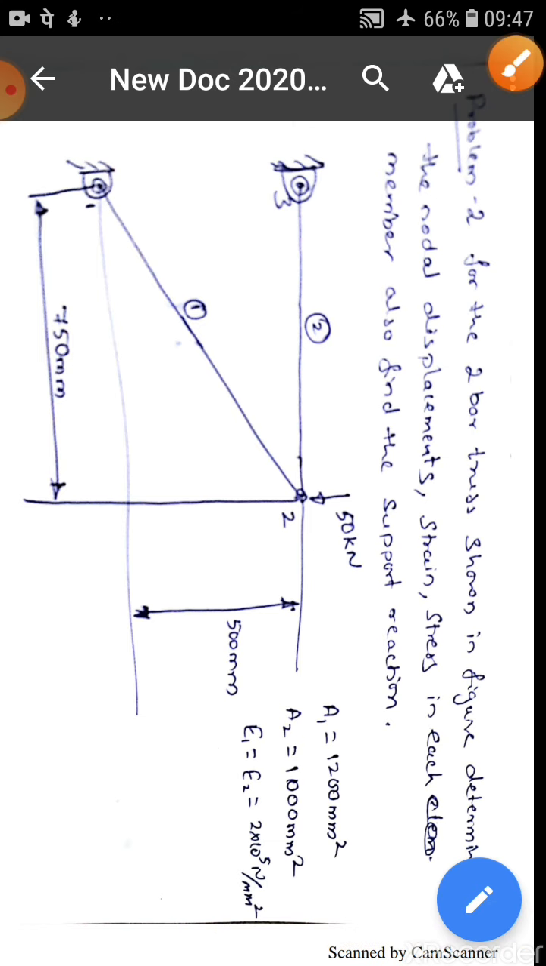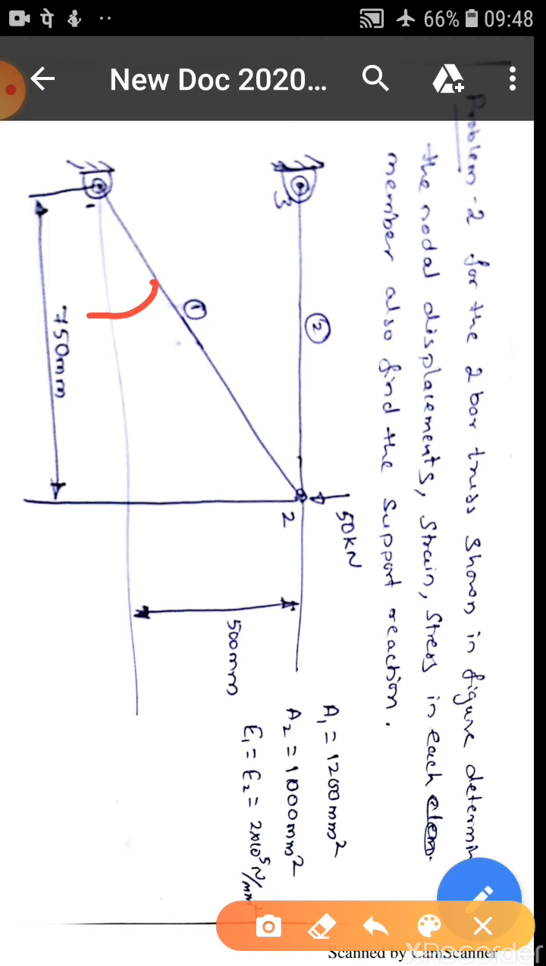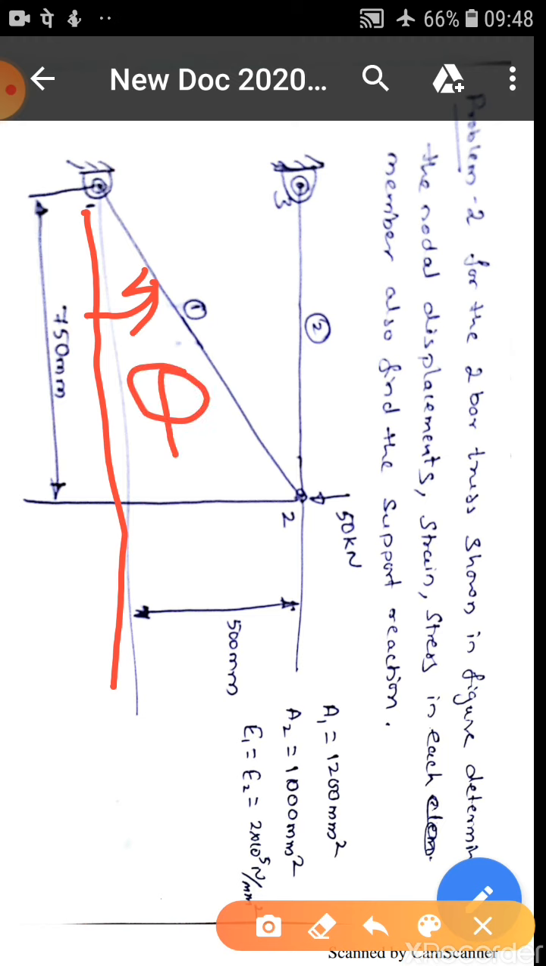Use trigonometric relations to calculate theta. I will tell you the value of theta. The theta value for element 1 is the angle made by this element 1 at its local node 1 when measured in the counterclockwise direction. Theta 1 will be an acute angle. You can just see the figure, it will be an acute angle.